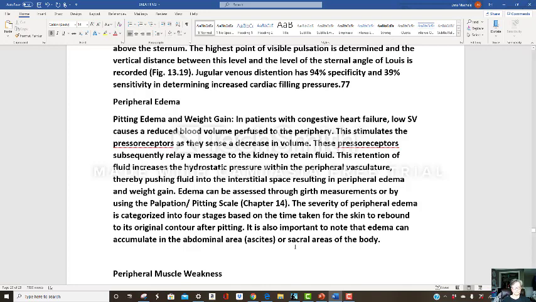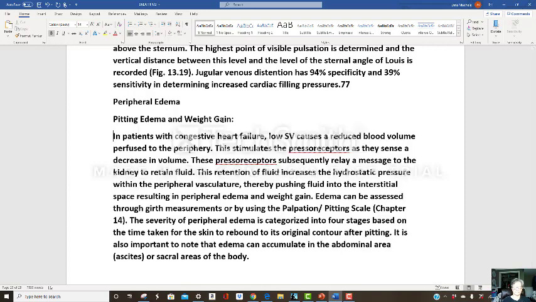Peripheral edema, pitting edema, and weight gain. In patients with congestive heart failure, low SV causes a reduced blood volume perfused to the periphery. This stimulates the baroreceptors as they sense a decrease in volume. These baroreceptors subsequently relay a message to the kidney to retain fluid. This retention of fluid increases the hydrostatic pressure within the peripheral vasculature, thereby pushing fluid into the interstitial space, resulting in peripheral edema and weight gain. Edema can be assessed through both measurements or by using the palpation pitting scale.